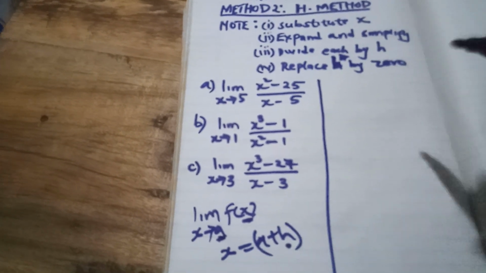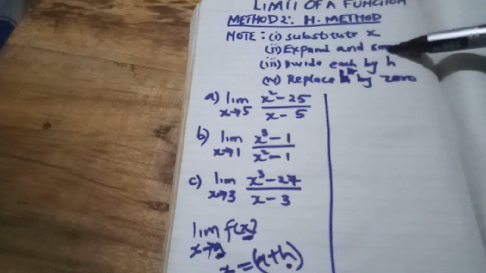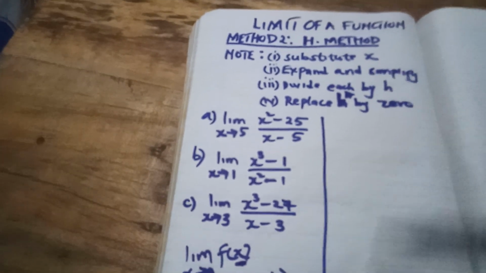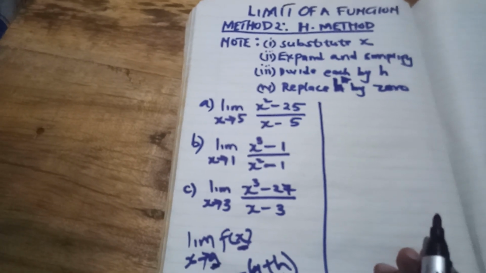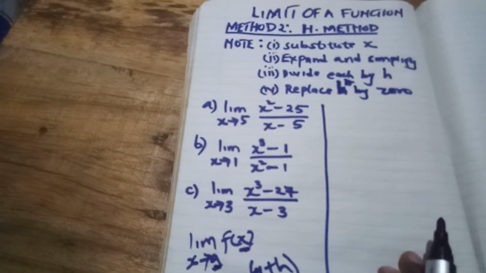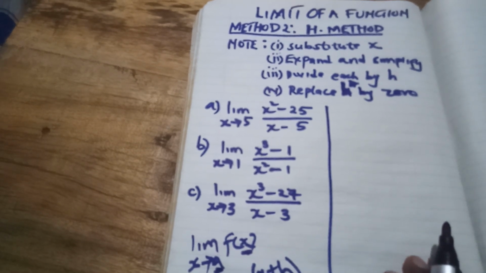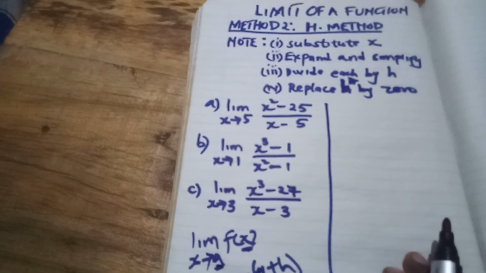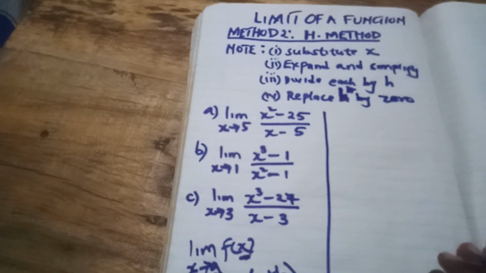Let us now proceed to the second step. We have to expand and simplify. The third step is to divide each term by h. Then the last step in this method is to replace the value of h by 0.